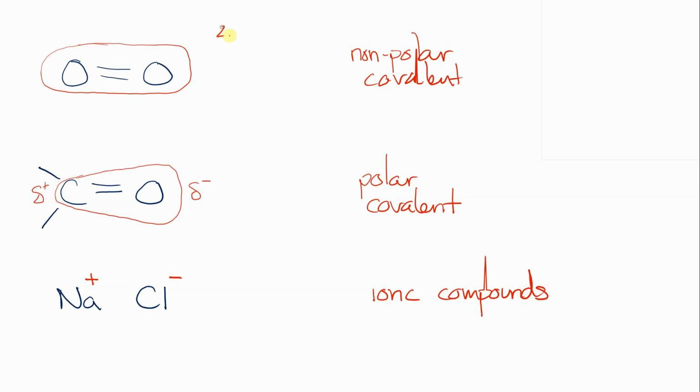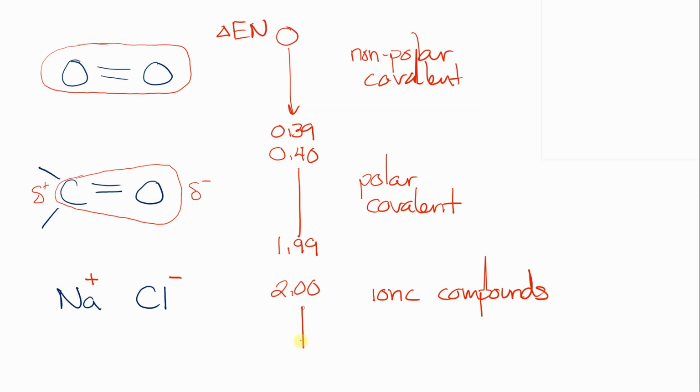Now, we're going to, in a sec, talk about differences in electronegativity, and from 0 to 0.39, we're going to label it as nonpolar covalent. From 0.4 up to 1.99, we'll label it as polar covalent. And then 2.00 and up, we'll label as ionic compounds.